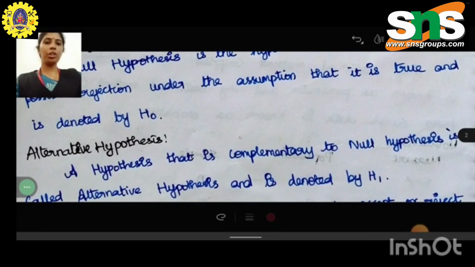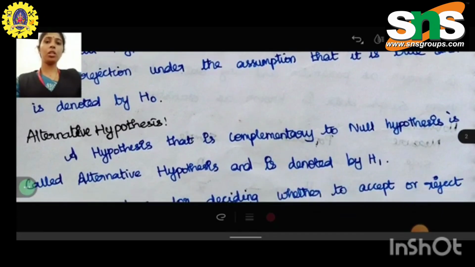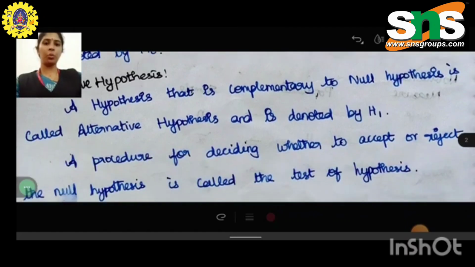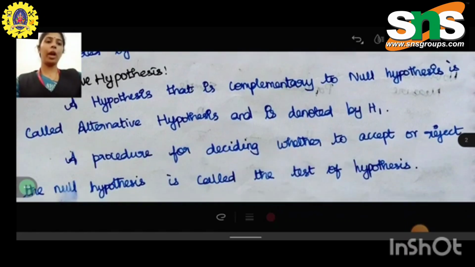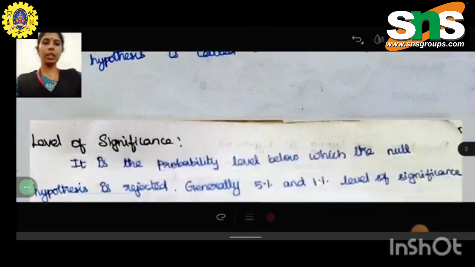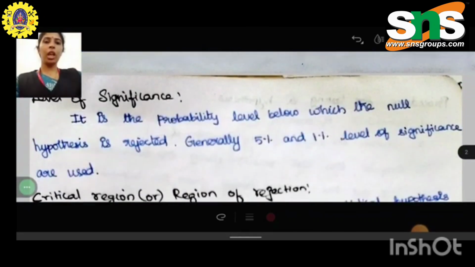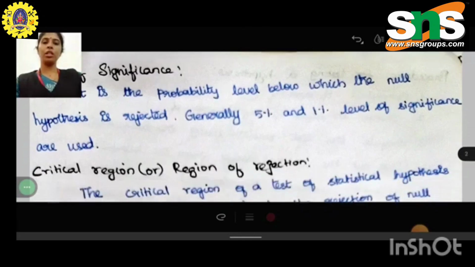The next one is an alternate hypothesis. This alternate hypothesis is opposite to that of the null hypothesis, and it will be denoted by H1. The procedure of deciding whether to accept or reject the null hypothesis is called test of hypothesis. The next is level of significance. The level of significance is the probability level below which the null hypothesis will be rejected. Basically, this level of significance will be taken at 5% or 1%.